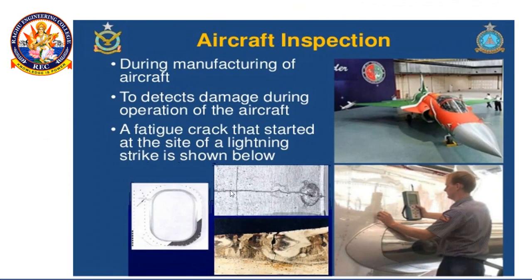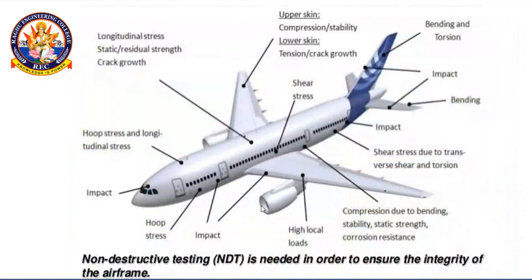Lightning occurs in the sky while the aircraft is moving. If the lightning touches the aircraft, some cracks form on the surface. These cracks become a big problem if they are not corrected.